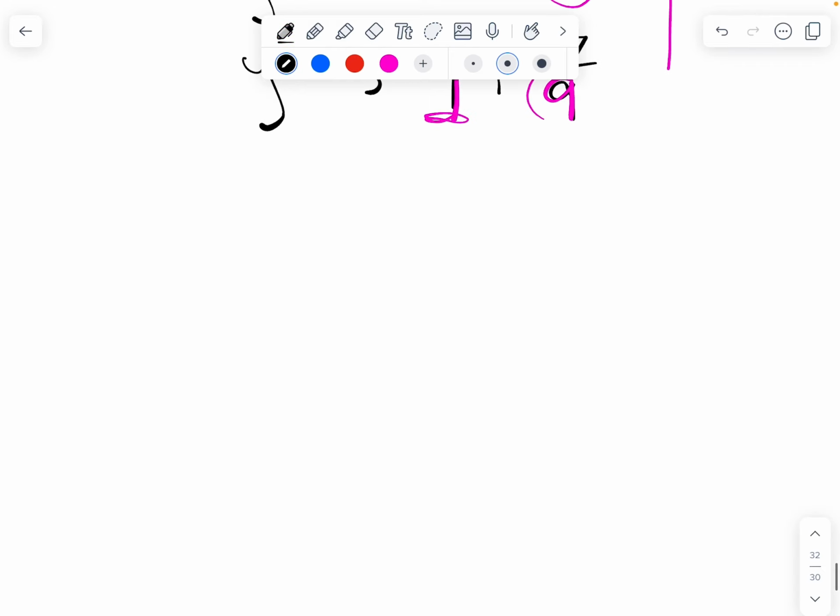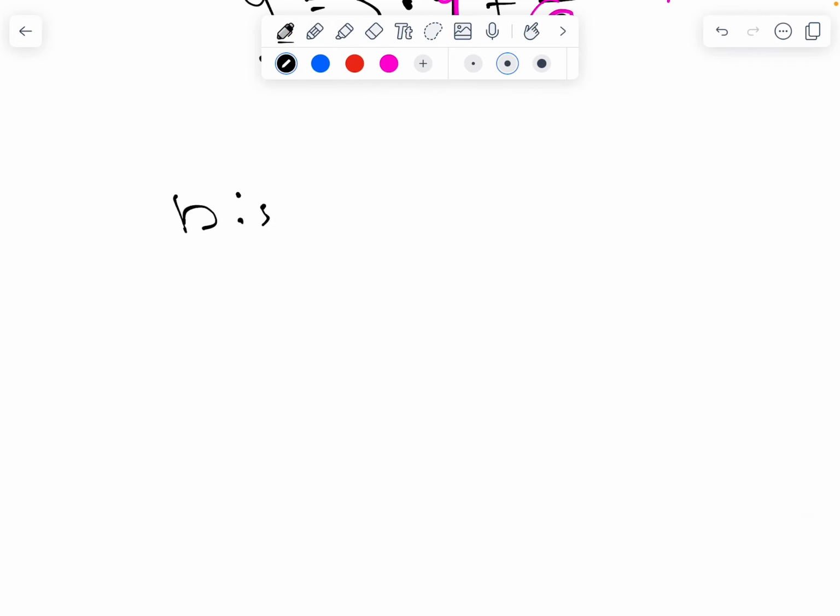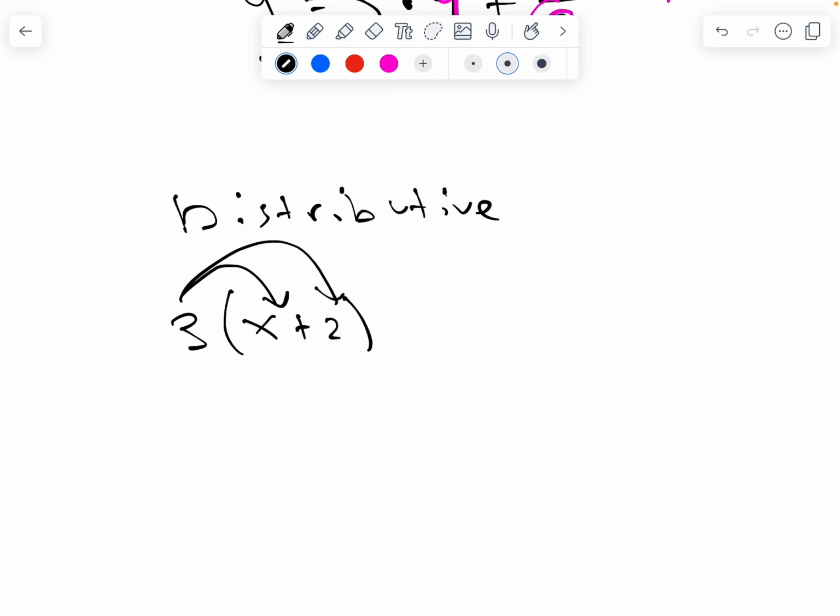And finally, the last of the properties is called the distributive property. And distributive property gets rid of parentheses. Basically, if I have 3 times the quantity x plus 2, what that means is I can do 3 times x and get 3x, and I can do 3 times 2, and I can get 6. So 3x plus 6. So that's the distributive property. So if you see parentheses in the first step and then you don't, it's the distributive property.